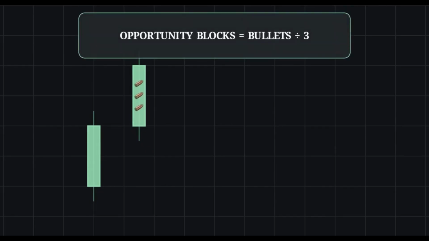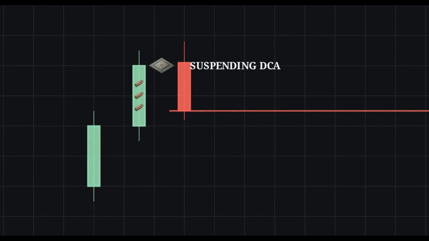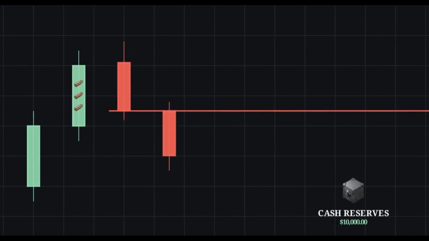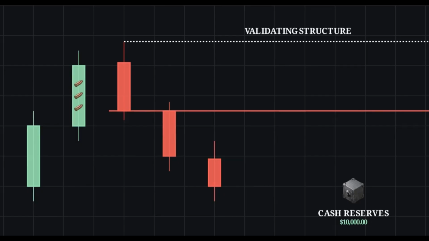When a green bullish candlestick confirms, the system executes a DCA block of 3 buys. Total opportunity blocks equal the bullets integer divided by 3, refusing to spend the budget simultaneously. During drawdowns, the candlestick sequence shifts from green to red. When a red bearish candle confirms, the system immediately suspends all DCA buying. It tracks the price decline without adding risk, physically preserving cash during the downswing.